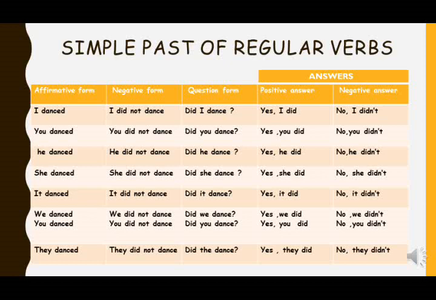Let's go to the answers. Positive and negative answers. We use I did or I didn't. I didn't is I did not. It is the same, so it's just long form and short form.